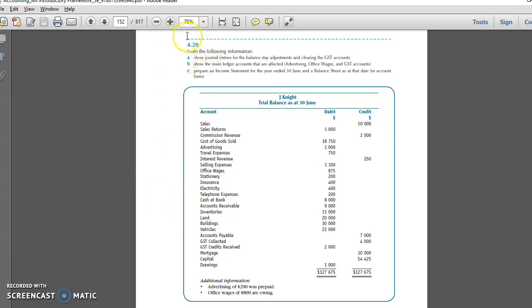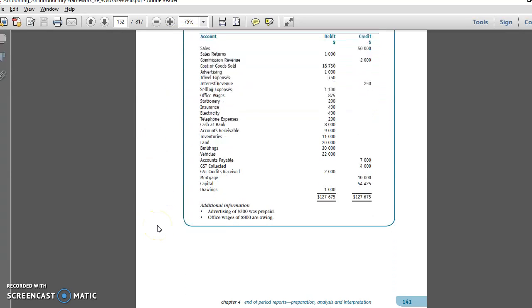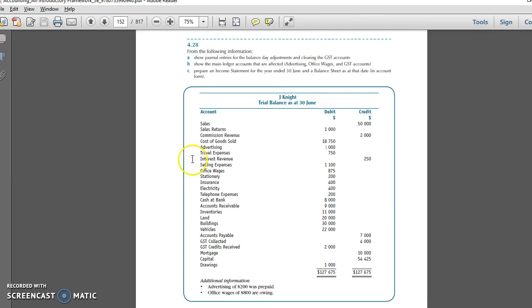Today we're doing 4.28 from page 141. We've got a trial balance, we've given some additional information, and we've been asked to show the journal entries for the balance day adjustments, which is this information here, and clearing the GST accounts because we have collected and received amounts. Both those need to be cleared into GST Clearing.